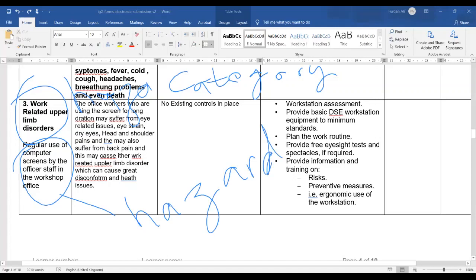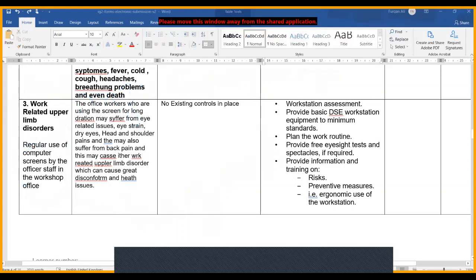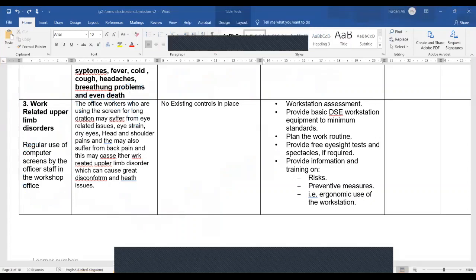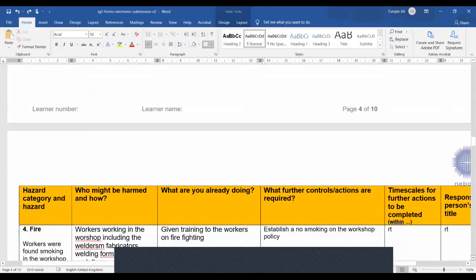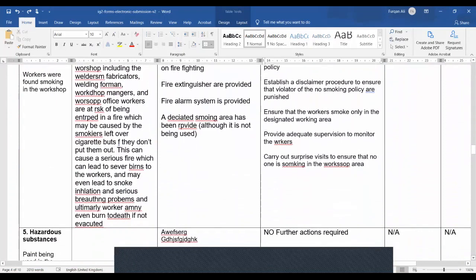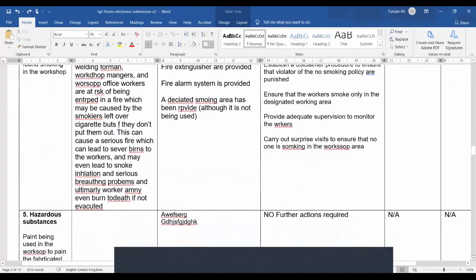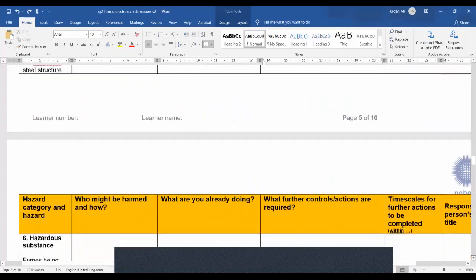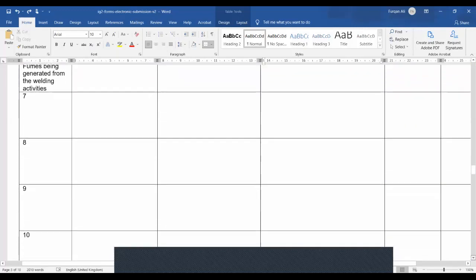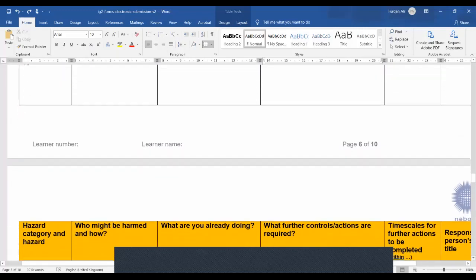Okay, so what is the hazard? Regular use of computer screens by the office staff in the workshop. Hazard category is work-related upper limb disorders. Then you need to mention who will be harmed and how and all that, just like we discussed before. So keep on doing it like this, and you need to identify at least 10 hazards. Fire, again, workers were found smoking. Hazardous substances again, paint is being used. Again hazardous substance in fumes. So similarly, you need to identify at least 10 hazards.